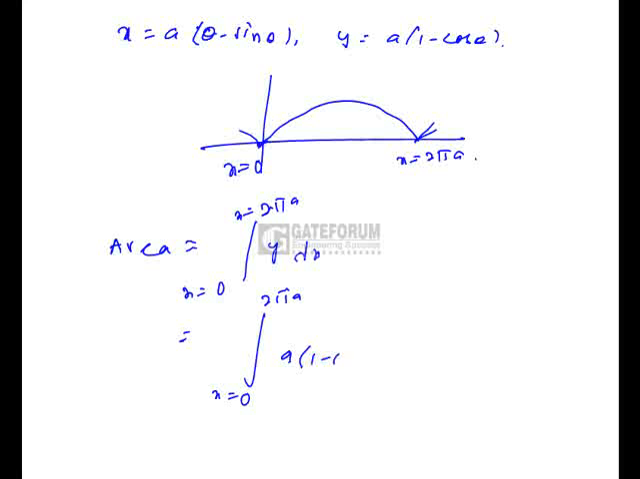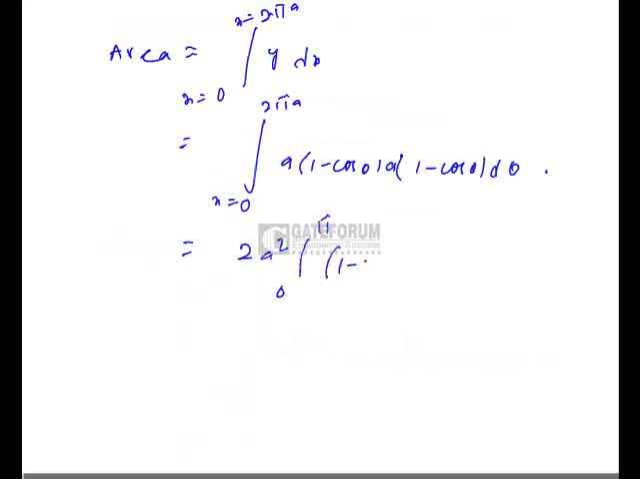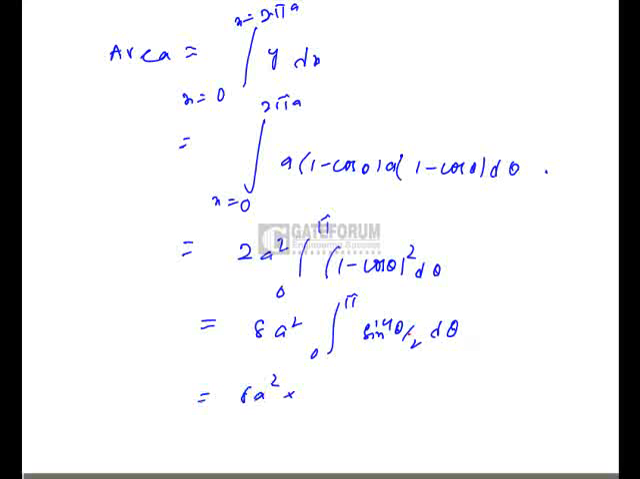Now here x is from 0 to 2 pi a, and the value of y is nothing but a times 1 minus cos theta, into dx. Dx is nothing but a times 1 minus cos theta d theta. If you integrate it, it is a square times the integral from 0 to 2 pi of 1 minus cos theta square d theta. This will come around 8a square, integral 0 to pi of sin power 4 theta by 2. We'll use the formula 1 minus cos theta equals 2 sin square theta by 2, and let us use it to simplify this.